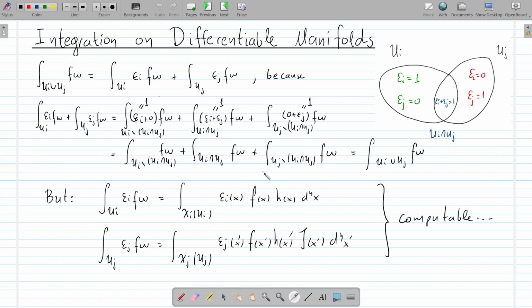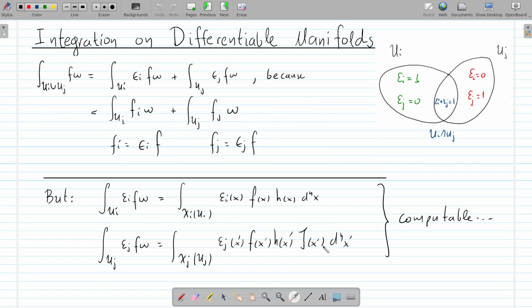Now, the reason why this definition is useful is because each term can be separately computed on the different sets ui and uj. So the first term here is given by the n-dimensional integral of epsilon i times f times h. We know how to compute that. Then the second term here, which is epsilon j times f omega, will be computed using this formula, which is epsilon j of x prime, f of x prime, h of x prime, times the Jacobian of the transformation and its analytic continuation over the whole set uj. So we give the definition of this integral to be the sum of those terms.